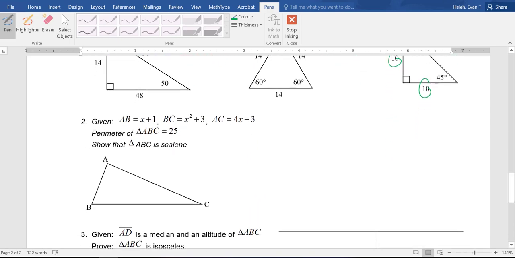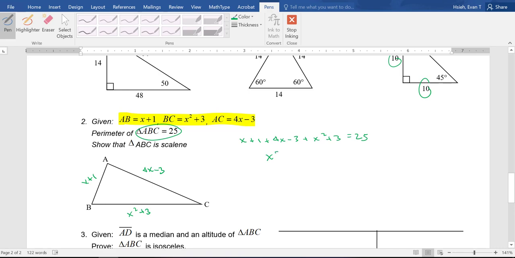Okay, problem number 2 here. Looking at the perimeter of this being 25, AB is x plus 1, BC is x squared plus 3, and this third side is 4x minus 3. With the perimeter being 25, hopefully you can see that you just take these three sides, add them up, and set it equal to 25. So you're going to get a nice little algebra problem here. It's been a little while since we've done some fun algebra.